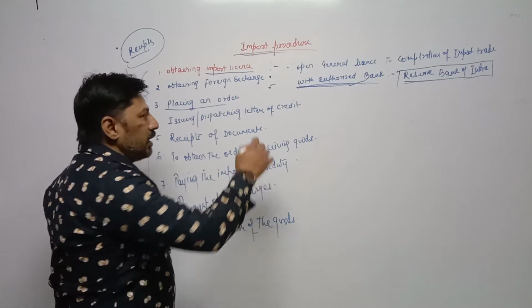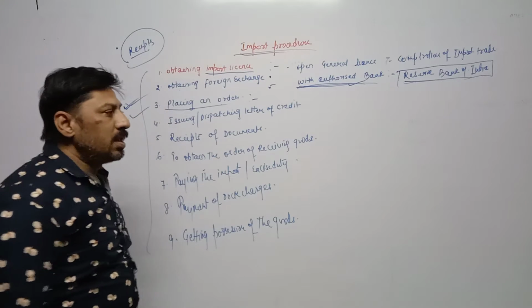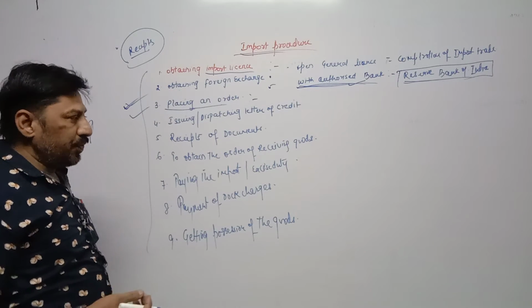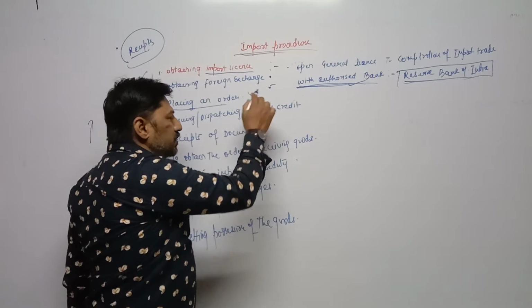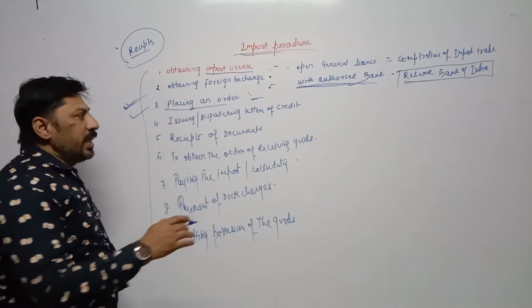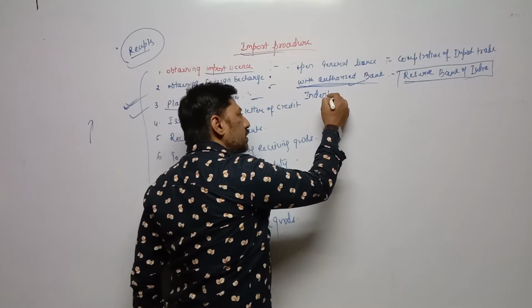In that written order he has to mention the name of the item, the quantity, and if he wants any discount, such terms and conditions. That written order is called indent, I-N-D-E-N-T, indent.